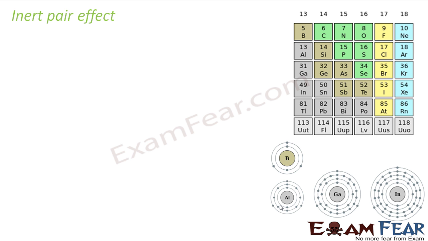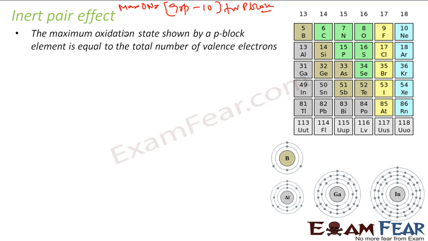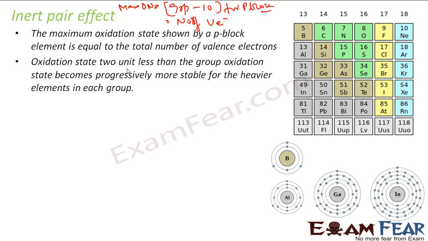So let's talk about the inert pair effect which I discussed just now. As I told, the maximum oxidation number can be group number minus 10 for all these 13, 14, 15, or p block. This is the max oxidation number. That is nothing but the number of valence electrons. But as I told, an oxidation number that is 2 units less than the maximum number is also seen for heavier elements. Please note, for heavier elements.